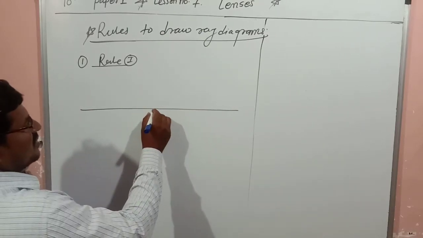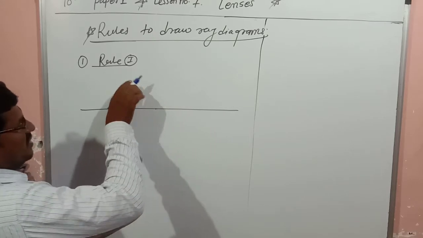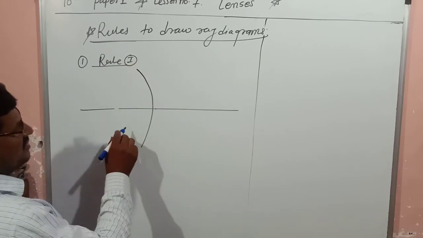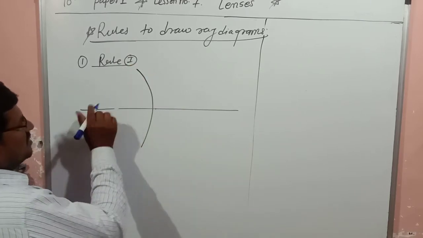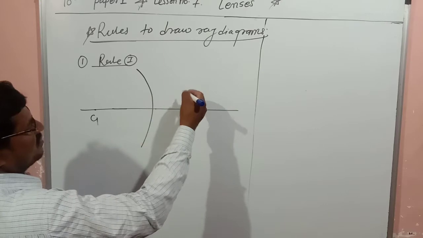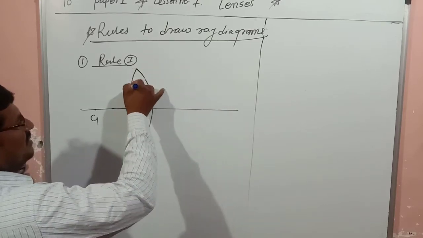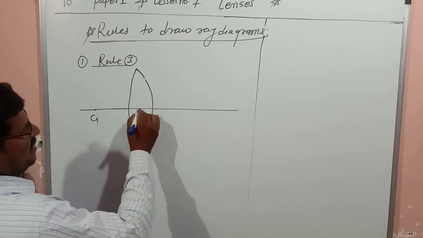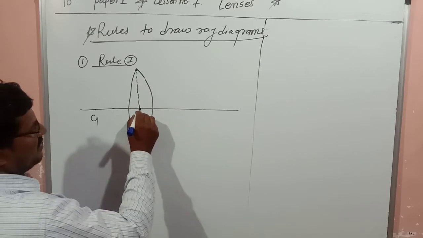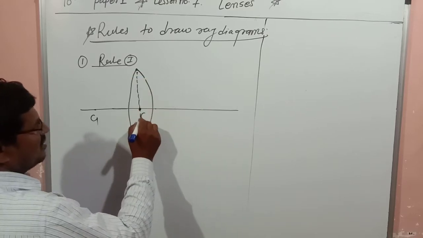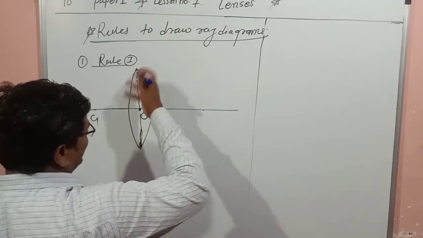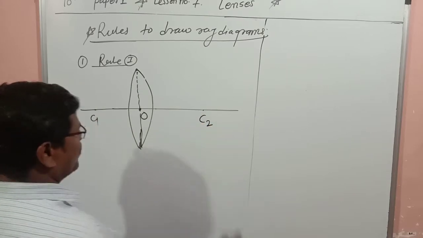After that, one thing you have to do: take some distance in your compass and make an arc like this. Suppose this is your C1. From the other side also take some distance and make another arc like this, and join these points. Where these two points meet, that will be your optical center. And from where you are making the arc, that is C2.